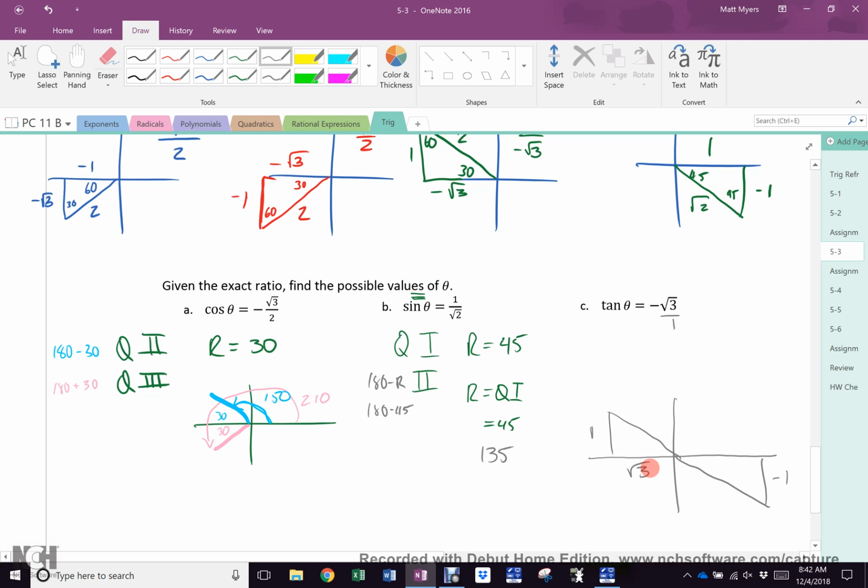What does the opposite need to be? Why, Damaris? Tan is opposite over adjacent. So what must this be? Can't be negative. Root 3. What does that make this one then? The negative 1. What does that make this one? Negative root 3. And what does that make this one? Positive 1. Which means when I look at my triangle, this must be the 60. Right? Which makes this what?